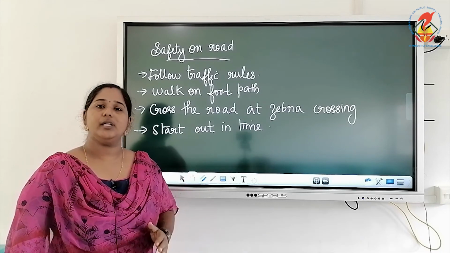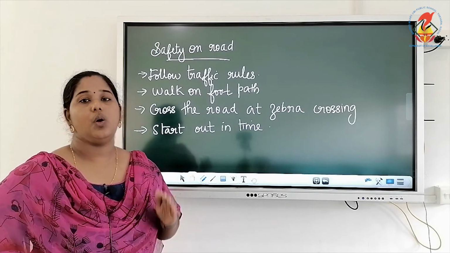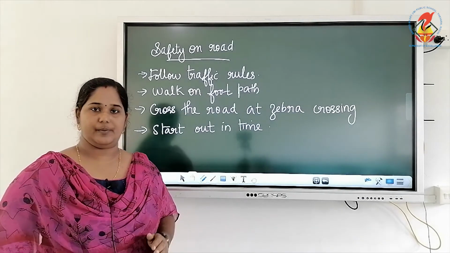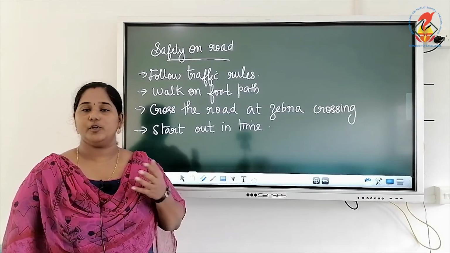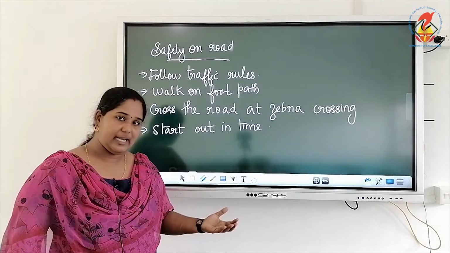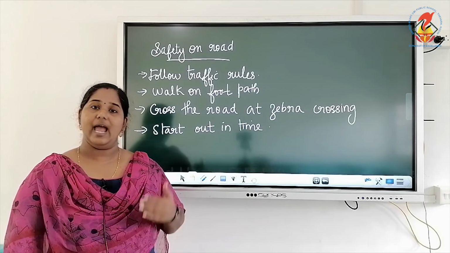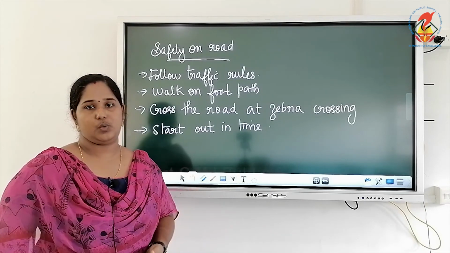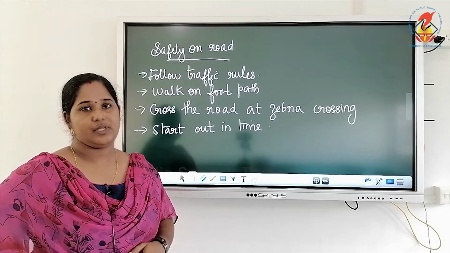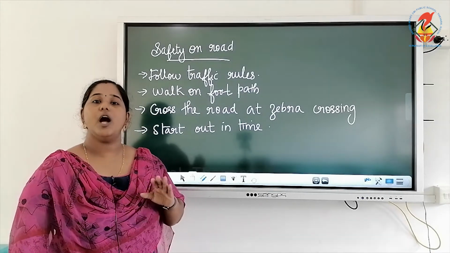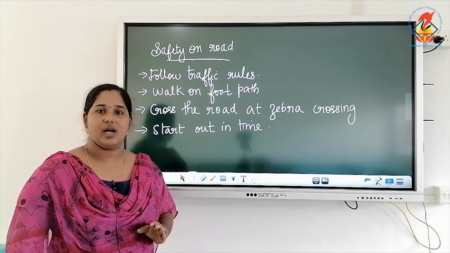The next important thing is cross the road only at the zebra crossing. And even at the zebra crossing, when you are crossing the road, you have to look to your right, then to your left, again to your right, and then start crossing the road. Make sure that no vehicle is coming. And the last one, do not rush. Start out in time.